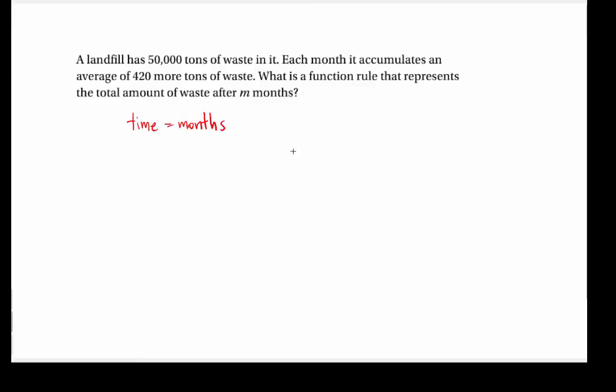And the relationship is what? As time passes or time increases, what happens to the amount of waste in the landfill? Well, the waste increases. Okay. So there's our relationship.